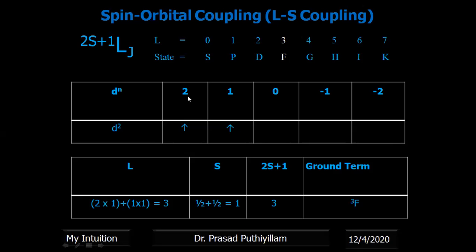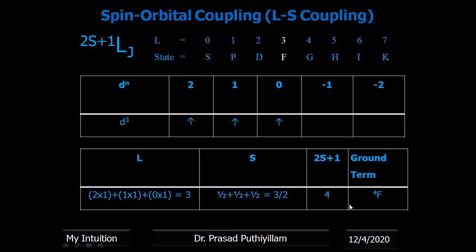For d2 system, 2 electrons are there. Therefore, L contribution we calculate as 2 into 1 plus 1 into 1. Therefore, it becomes 3. S value, 2 spins are there, half each. Therefore, half plus half becomes 1. 2S plus 1 value, that is 2 into 1 plus 1, that is 3. Therefore, the ground term we write as 3F, the F because L value is 3. For 3, the state we write as F. Therefore, it becomes 3F.